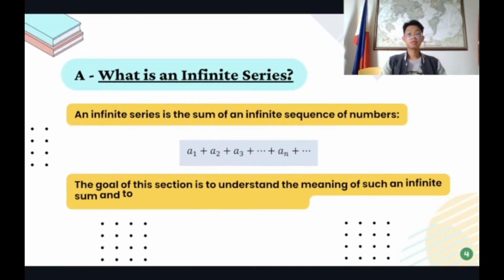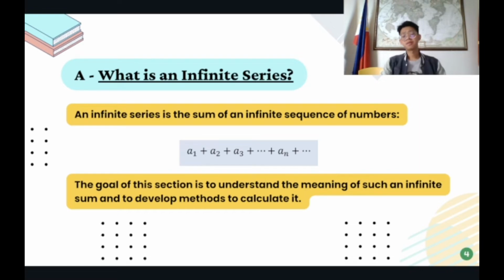For A, what is an infinite series? An infinite series is the sum of an infinite sequence of numbers, a1 plus a2 plus a3 plus ... plus an plus .... The goal of this section is to understand the meaning of such infinite sums and to develop methods to calculate them.